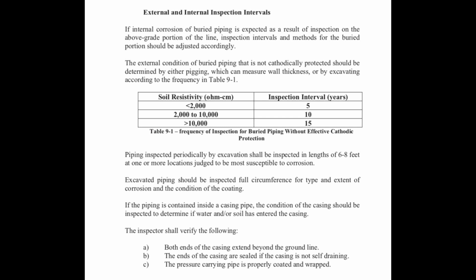Both ends of the casing extend beyond the ground line. The ends of the casing are sealed if the casing is not self-draining. The pressure carrying pipe is properly coated and wrapped. These are the things to be checked.